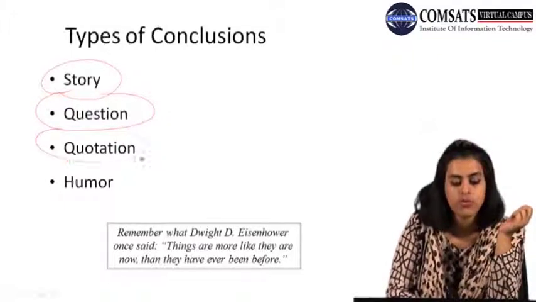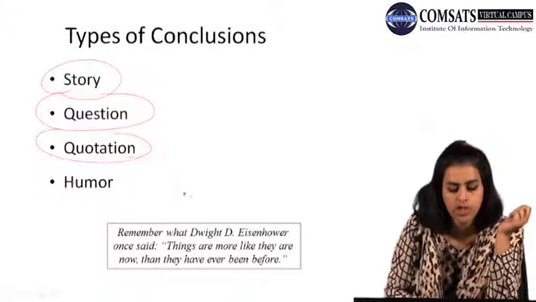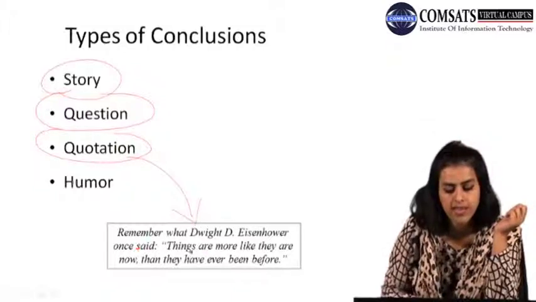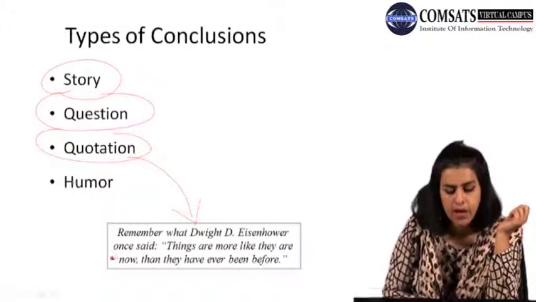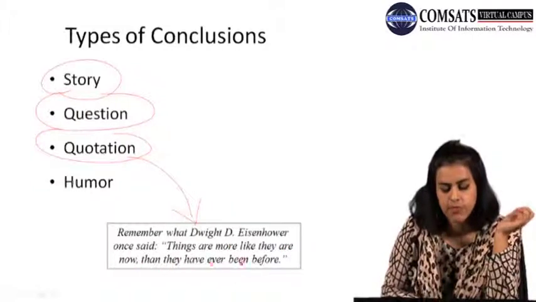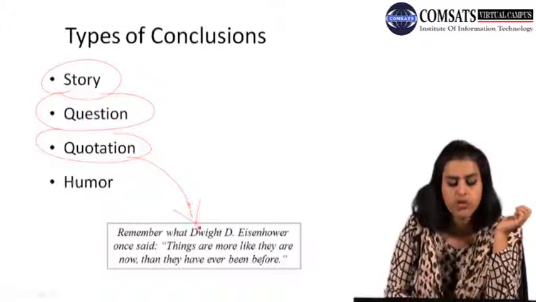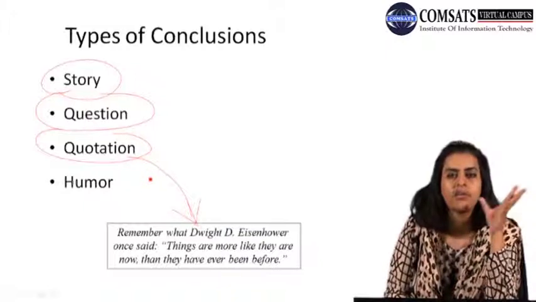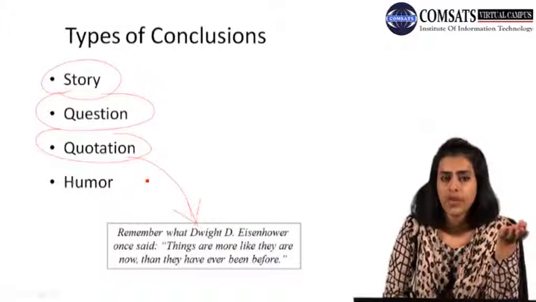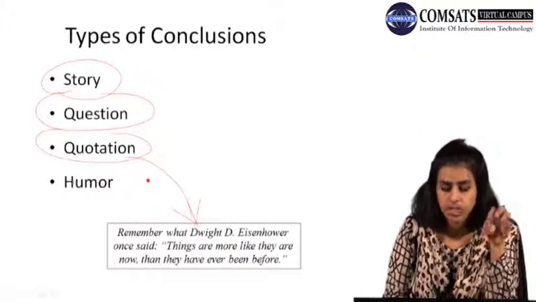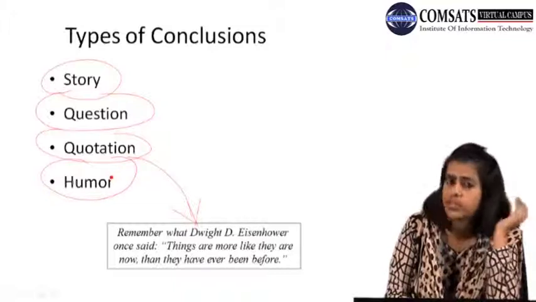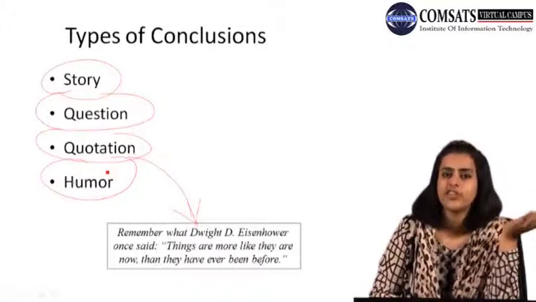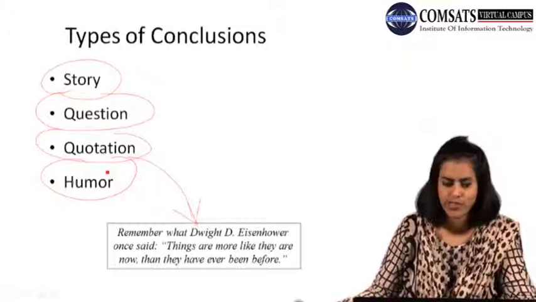You can also close down your speech with the help of a quotation, like, remember what Dwight D. Ellis Brown once said, things are more like they are now than they have ever been before. So you can make use of quotations that are specific to your topic, and then close down your speech. You can also add humor by telling them a joke, and then you shut down your speech.